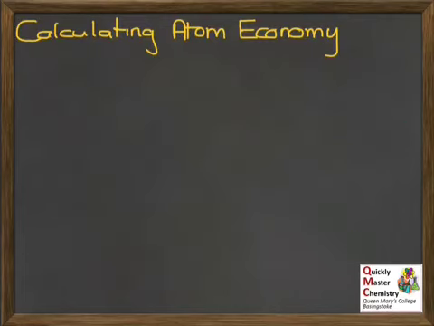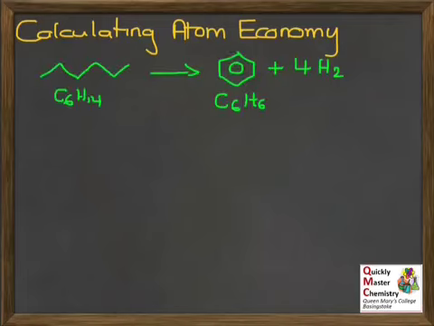We'll look now at how you actually calculate a value for the atom economy of a reaction. Let's take an example. This process shows the reforming of alkanes to produce things like benzene. So the intended product from this reaction is the benzene. In order to calculate atom economy, we need to know the relative formula mass of each of our products. So for the benzene, C6H6 gives 78, and for the hydrogen, H2 gives 2. It's no different from saying the molar masses of the products.